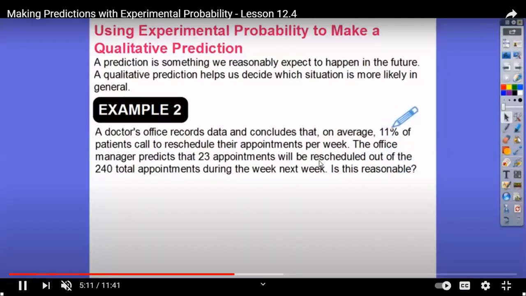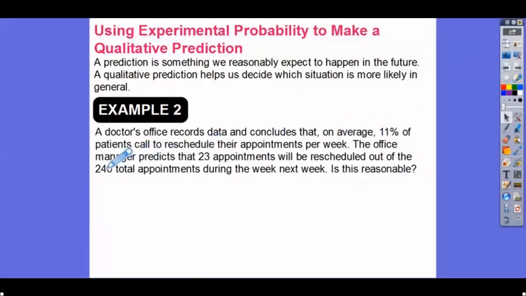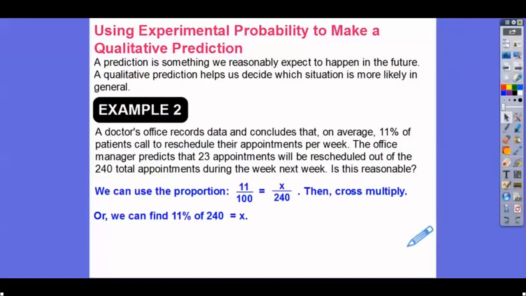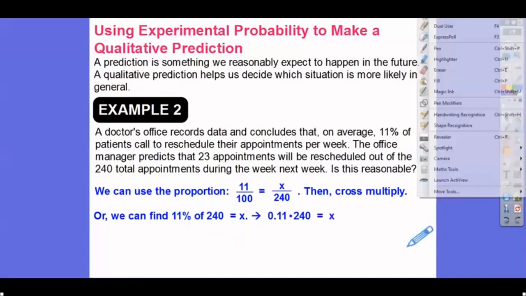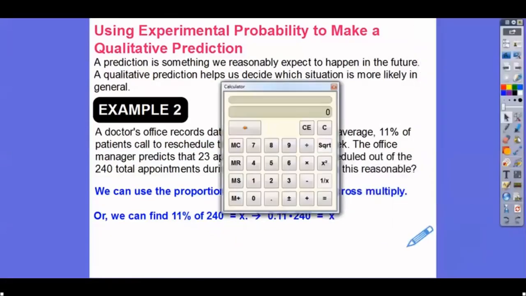Is this reasonable, grade 7? We have to calculate it first. They said how many percent? He said 11%, which means we can use percent. We will change it into a fraction. So it will be 11 out of 100 equals how many out of 240? Or we can use the percent, 11% of 240, and we will know the number. Because the office manager predicts that 23 appointments will be rescheduled.